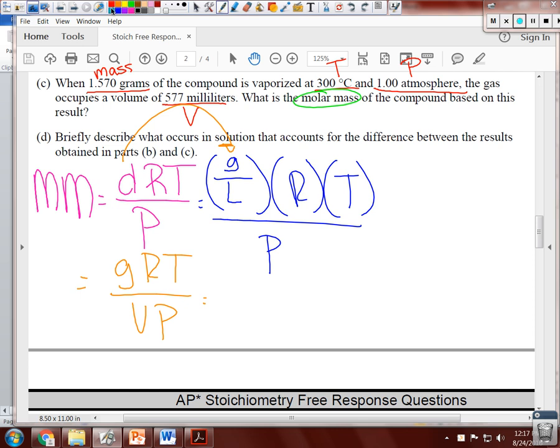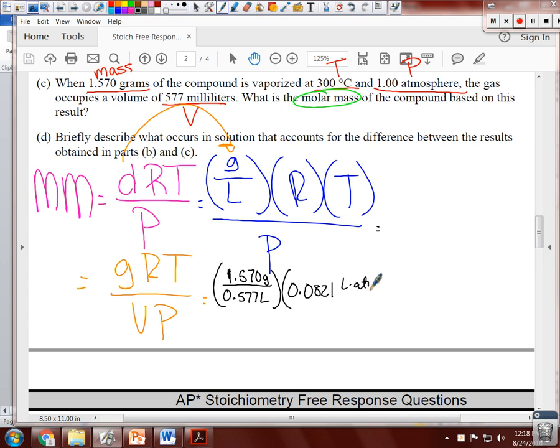All right. So here's what we've got to do. We need to plug these numbers in. Now, are we good with our grams? Yeah, because we're given grams. Actually, I'm going to do it right here. So it's 1.570 grams divided by... Now, what volume unit is in your R? Liters. What volume unit is in the problem? Milliliters. That's a problem. We need to change it. So 0.577 liters.